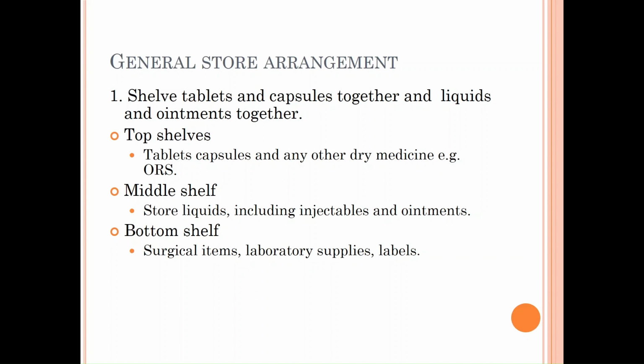So we have the top shelves, the middle shelves, and then the bottom shelves. The top shelves always hold tablets, capsules, and other dry medicines, for example, ORS. All those medicines that do not have a liquid component or a high liquid content, we can put at the top shelves. The middle shelves store liquids, including injectables and ointments. And the bottom shelves hold surgical items, laboratory supplies, and labels.